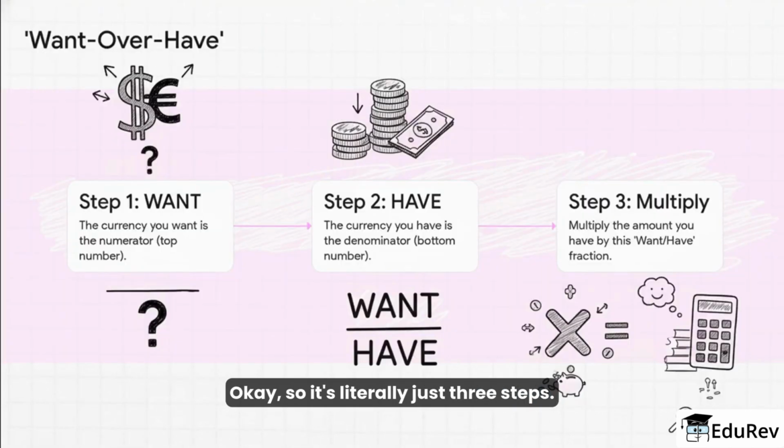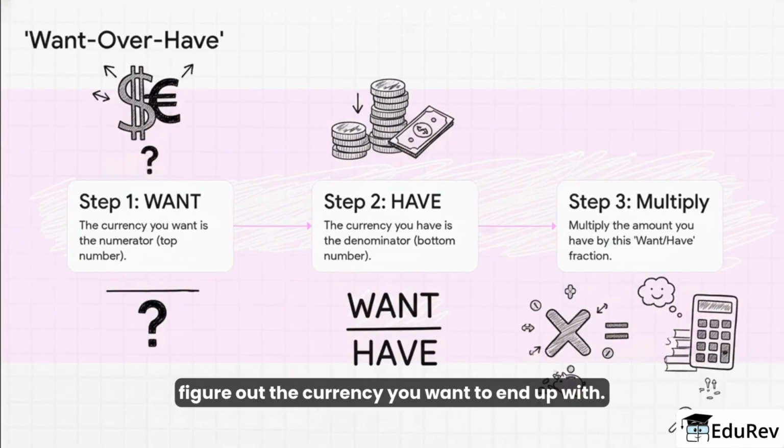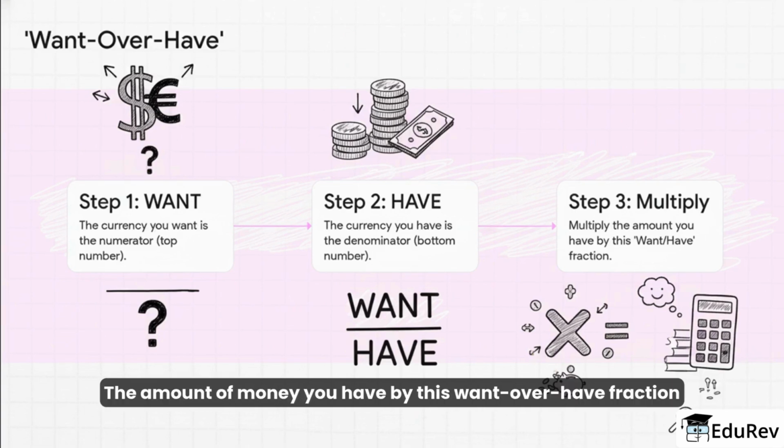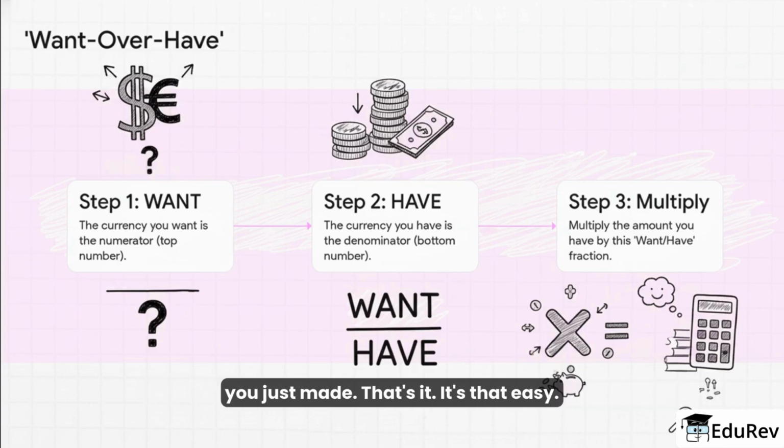Okay, so it's literally just 3 steps. Step 1, figure out the currency you want to end up with. That number goes on top, it's your numerator. Step 2, what currency do you have right now? That goes on the bottom, your denominator. And finally, step 3, just multiply the amount of money you have by this want over have fraction you just made. That's it, it's that easy.